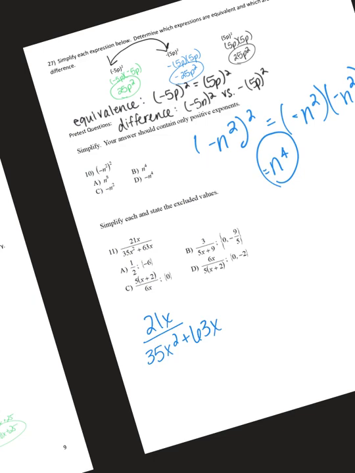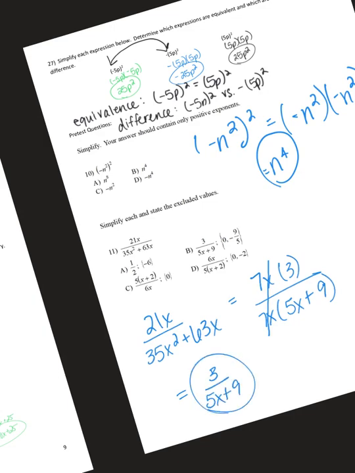And if we factor out a 7x in the numerator, we've got 7x times 3, over, if we factor out a 7x in the denominator, we've got 5x plus 9. And so because we've got these two factors of 7x over 7x, they simplify to 1. We can get rid of them. And this expression is equal to 3 over 5x plus 9.